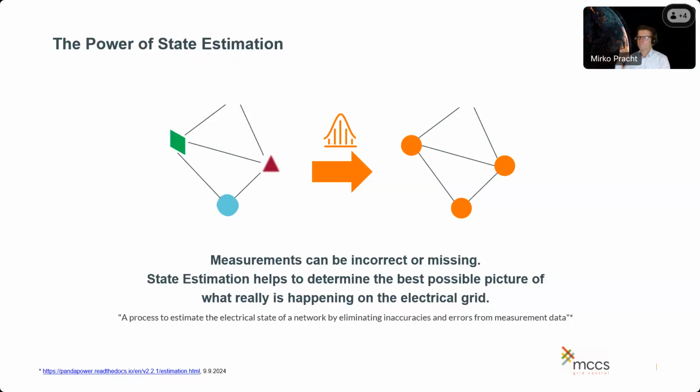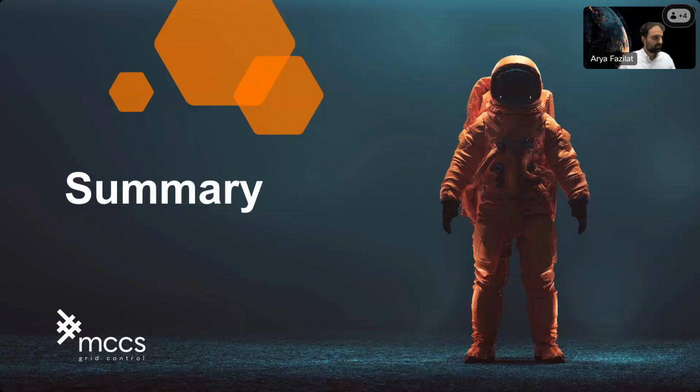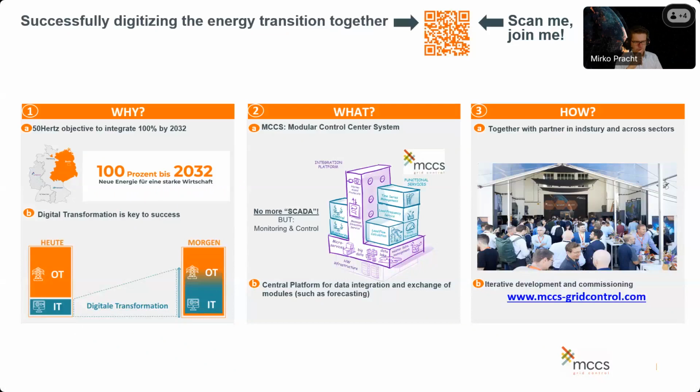Yeah, let's go to the summary, and we have some takeaways for you, and then we can go into the Q&A. Let's summarize. So we are a transmission system operator in the heart of Europe, in Berlin, Brussels, and in Europe, and we want to integrate 100% renewables by 2032. We cannot do this with the tools of yesterday. We need to undergo a digital transformation in planning, building, operating, and maintaining the on and offshore transmission infrastructure.